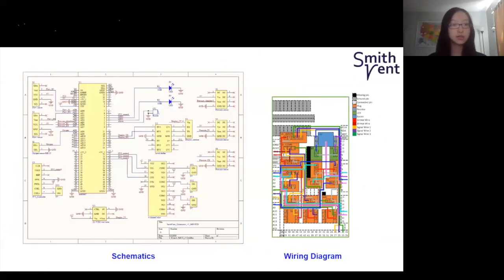The whole electrical system can be professionally represented by schematics and a wiring diagram, shown here on the slide.